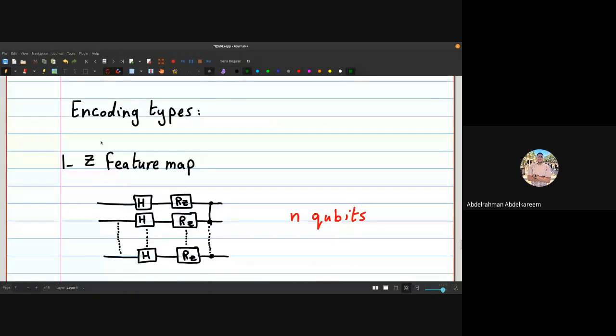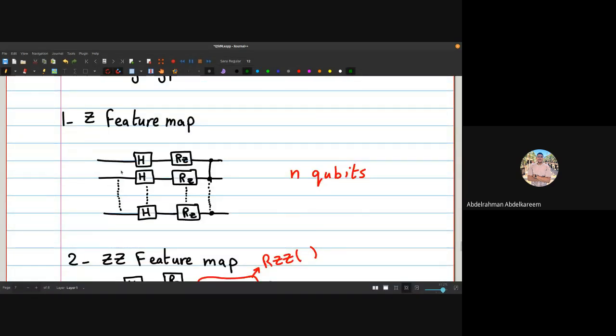So we'll talk about some other encoding types. The ZZ feature map, how it's done. If we have n features, we will need n qubits for encoding. So first we apply Hadamard on all qubits, then we apply RZ rotation gates, and then we apply a controlled Z gate.